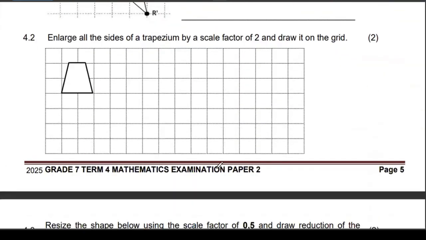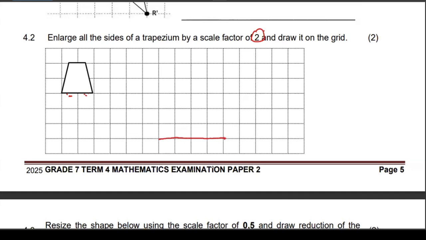All right, then 4.2, they want us to enlarge this shape. Enlarge all the sides of the trapezium by a scale factor of 2. Now, whenever you're enlarging, we multiply all the sides by the scale factor. Meaning that if we have 2 blocks at the bottom, we're going to say 2 times 2, which gives us 4 blocks. So I can start from somewhere here and have my 4 blocks there. Then if we are having 2 blocks across, then we're going to end up with 4 blocks upwards.